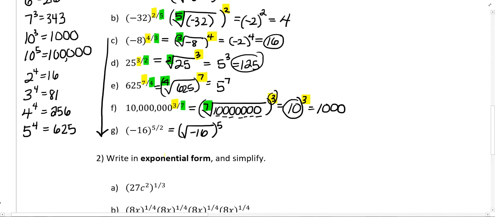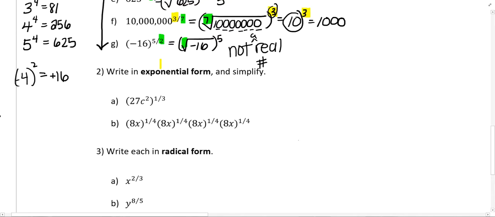The last one here, G, we have to take the square root. All right, so that's why we don't write the square root of negative 16. That is not possible because there is nothing squared that would give you a negative number. Not 4, not negative 4. They would both give you positive 16 if you were squaring them. So this one is not a real number. Later in the year, we'll discuss imaginary numbers, which is what this is.